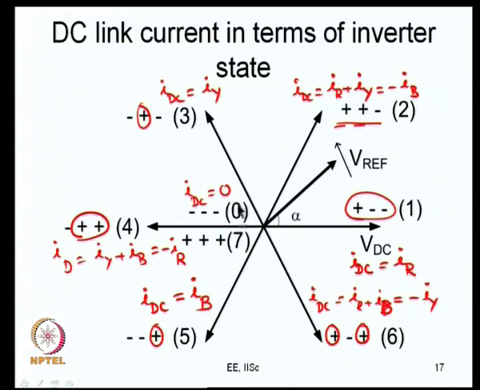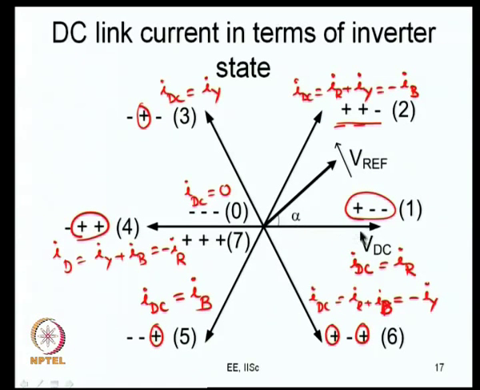So, when the 0 states are applied, IDC is equal to 0. When the active states are applied, it is equal to one phase of the current or the negative of that. Here you see IDC is equal to IR. When inverter state 4 is applied, IDC is equal to minus IR. Similarly, when inverter state 3 is applied, IDC is equal to Iy. When inverter state 6 is applied, IDC is equal to minus Iy. Similarly, when inverter state 5 is applied, IDC is equal to Ib, and here IDC is equal to minus Ib. So, you can also relate to this now.